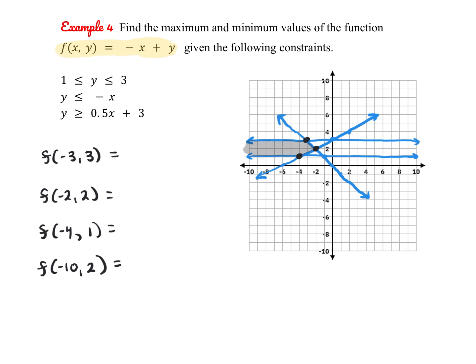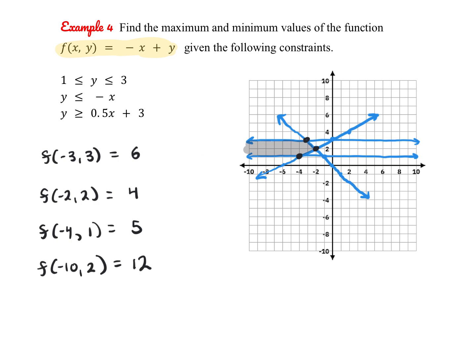So if you plug in -3, 3 into this function here, -x + y, we get 6. If you plug in -2, 2, we get 4. If you plug in -4, 1, we get 5. And if you plug in our arbitrary point, -10, 2, we get 12. So we could see that as we move farther and farther off to the left, like if I picked -15, 2, this value would just keep getting larger and larger and larger.